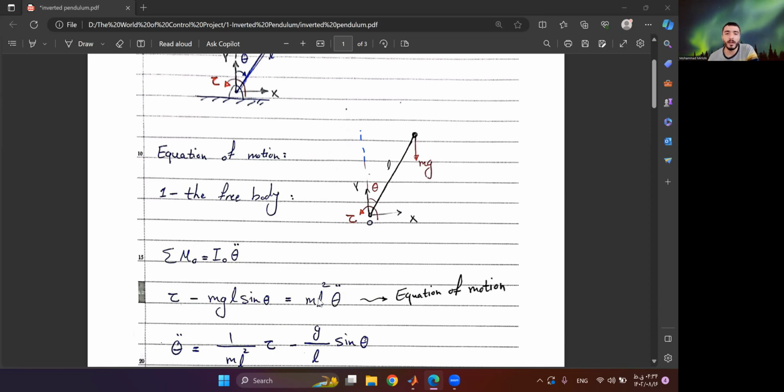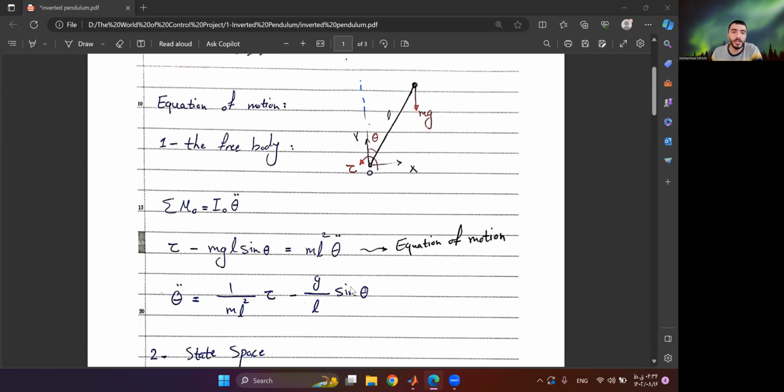M times L square is the moment of inertia of a pointed mass that has the mass of M and the distance of L from the point that we are calculating the moment of inertia.